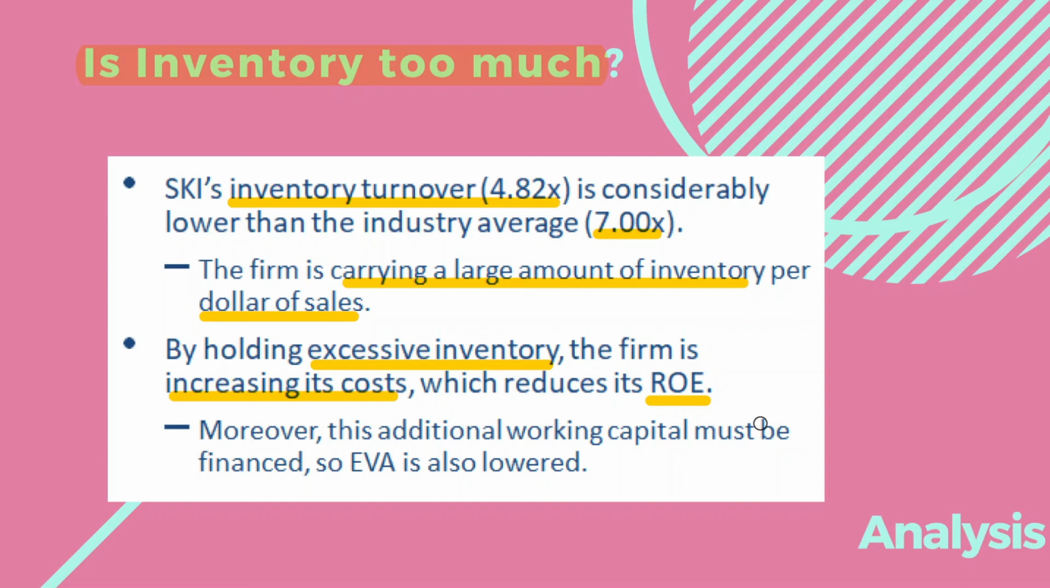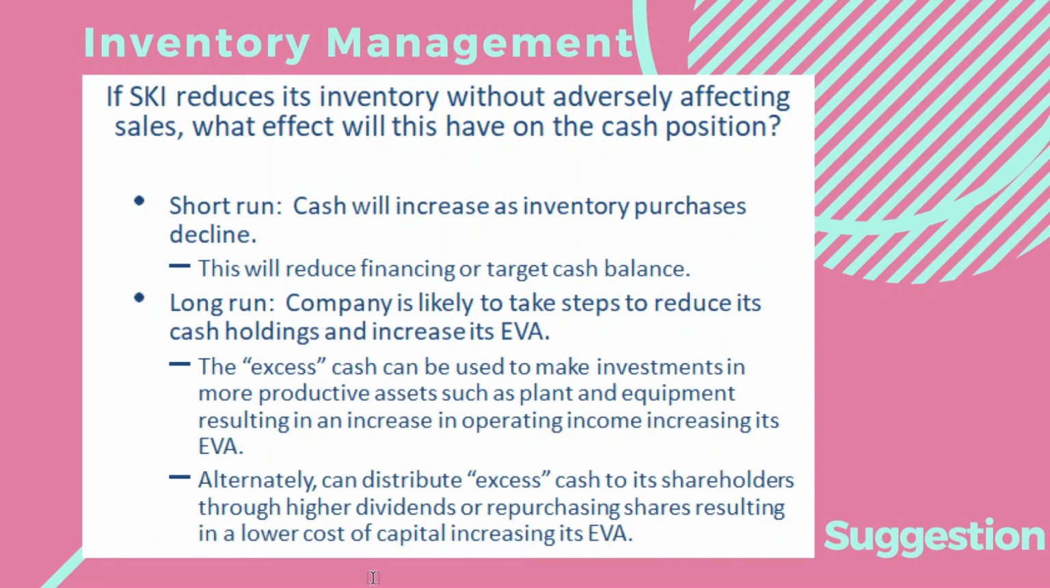By improving inventory management, the company would be able to increase its profitability and the value to the shareholders. What would be a solution for this inventory management? In short, the company should reduce its level of inventory. By doing this, it will improve the cash position of the firm, especially in the short run. When inventory purchases decline, the company gets to keep some cash. The company will be able to reduce short-term financing to invest in short-term assets.